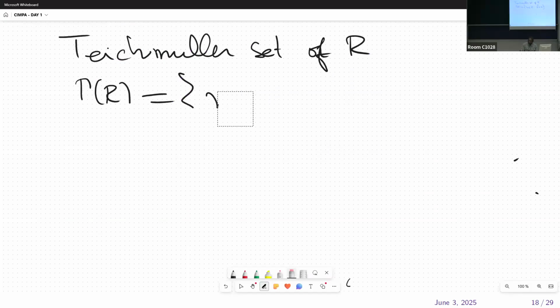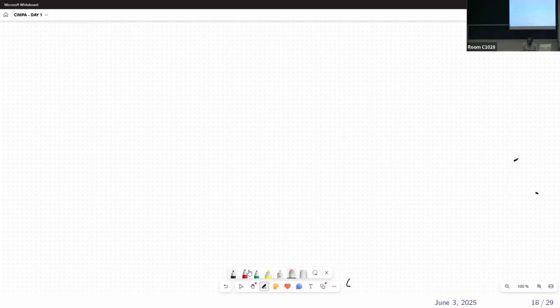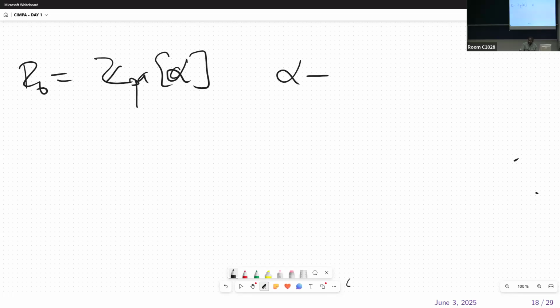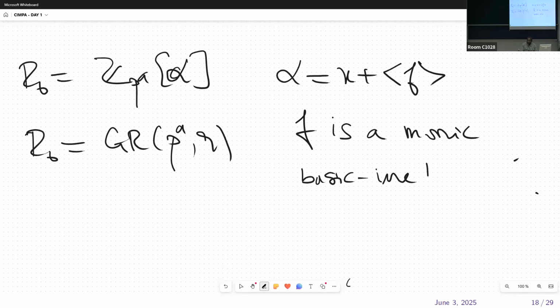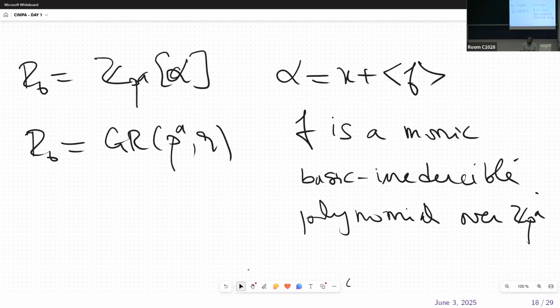To construct a Galois ring, the Galois ring R0 alpha as R0 Galois ring. Okay. Alpha, where F is a monic basic irreducible polynomial over Z_p^a. Okay.